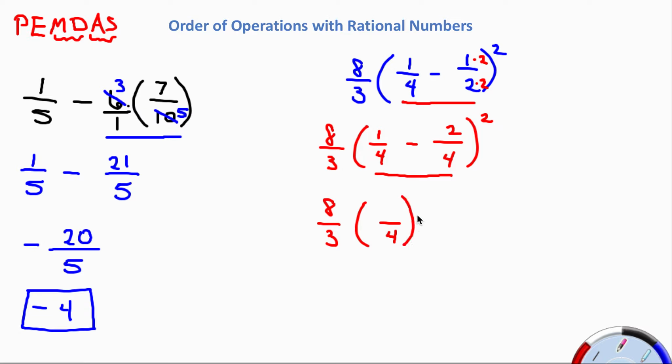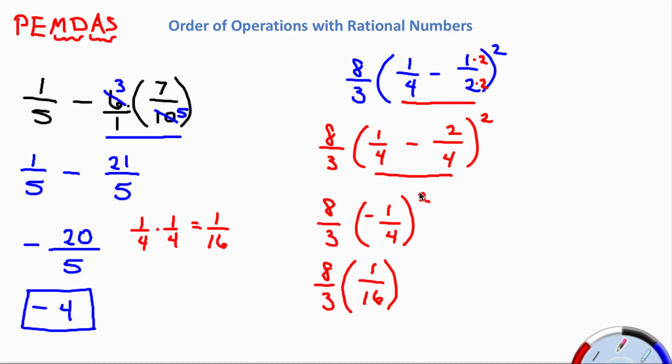Okay, so now when I look inside the parentheses, it's just holding a number. There's no math to do. Exponents, hey, I have an exponent, so I'm going to do the exponents. Now remember, if the exponent is sitting on parentheses, it goes to everything inside the parentheses. So it means I've got a negative times a negative. I've got two negatives, so my answer is going to be a positive. 1 times 1, 4 times 4. Right? Think about what that is. If it's 1/4 squared, it's 1/4 times 1/4. 1 times 1, 4 times 4.